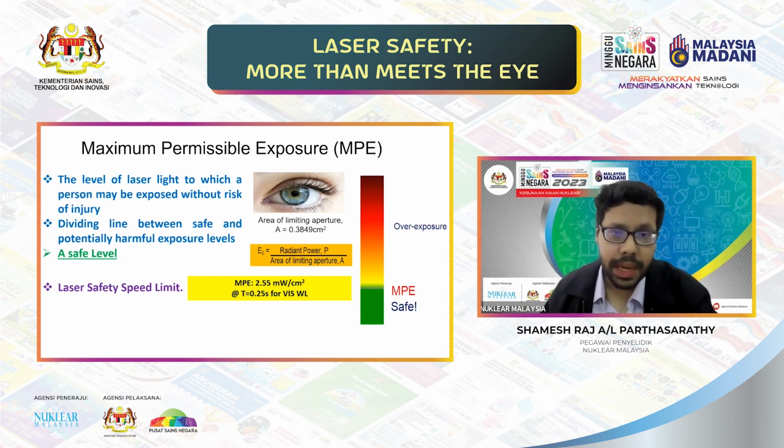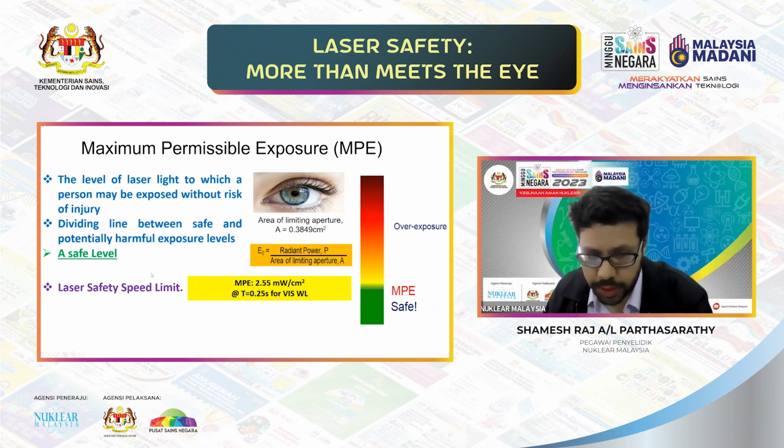When you are doing a laser hazard analysis or safety assessment, two things need to be taken into account: the maximum permissible exposure, MPE, and also the nominal ocular hazard distance. For the first criterion, the MPE is generally the level of laser light to which a person may be exposed without risk of injury. Technically, MPE is a dividing line between a safe and a potentially harmful exposure level.